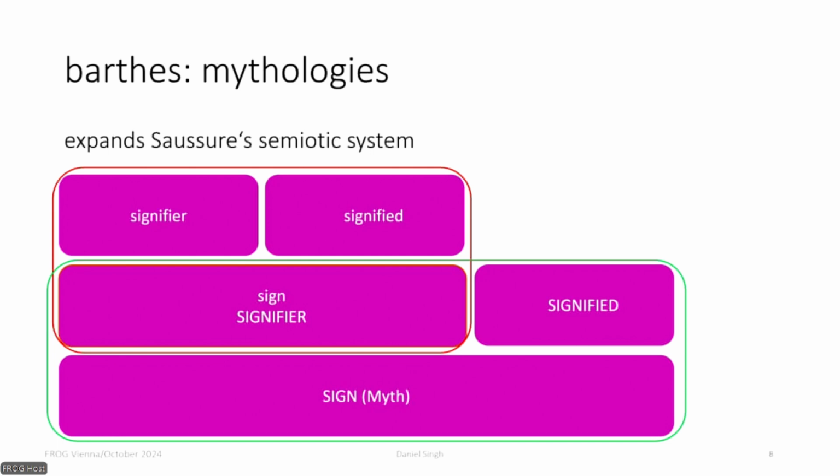So basically, what Roland Barthes did was he used the semiotic system of Ferdinand de Saussure, which was limited only to language originally. And he said we expanded by adding another layer, and we expanded by using it for any cultural phenomenon. The one outlined in red here is the system that Ferdinand de Saussure used.